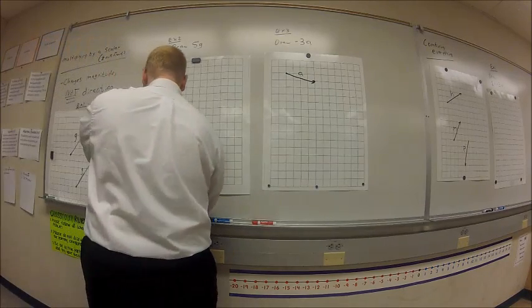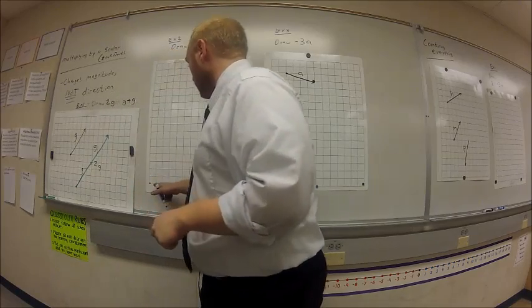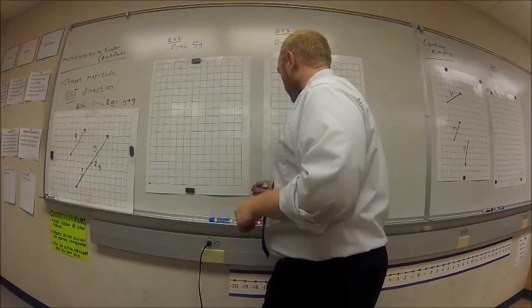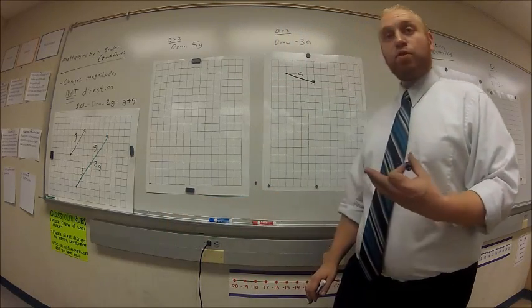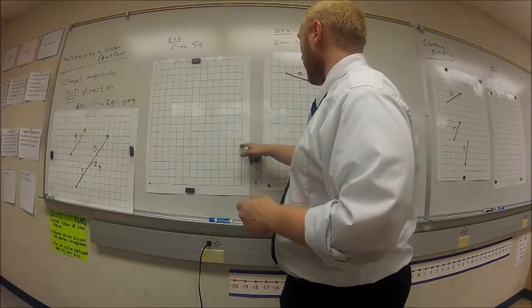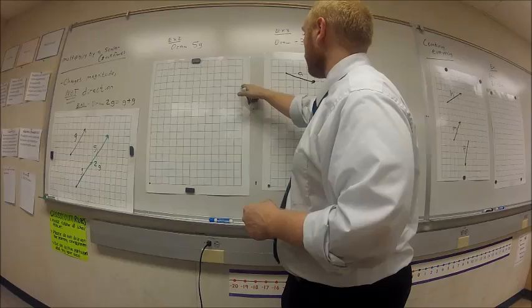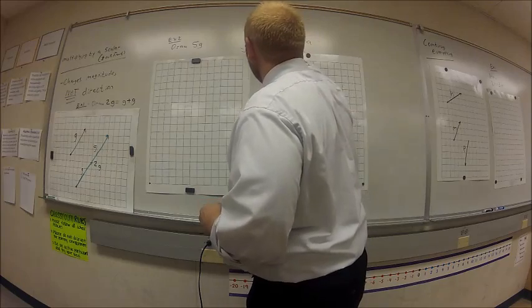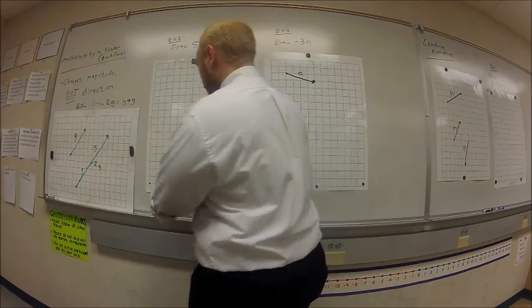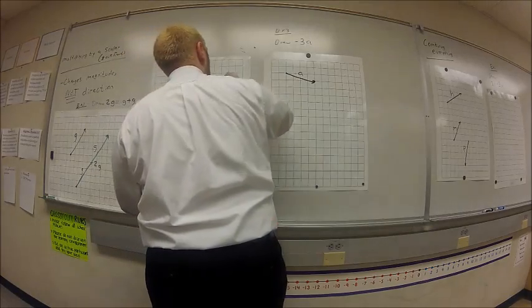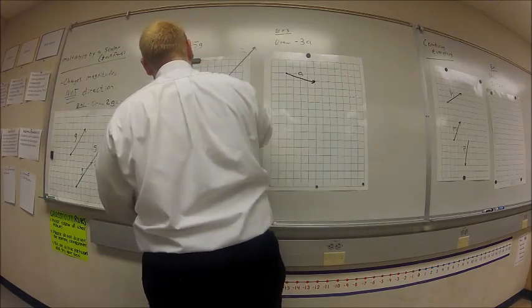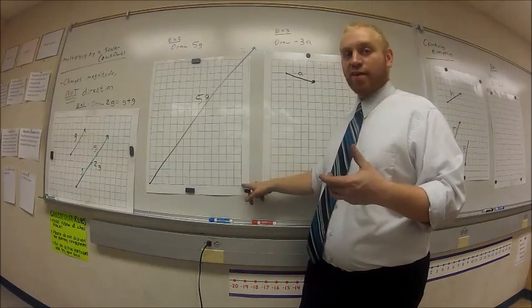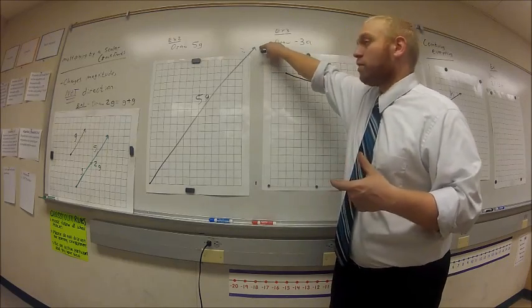Here we go. Starting here. Right 15. 1, 2, 3, 4, 5, 6, 7, 8, 9, 10, 11, 12, 13, 14, 15 right there. And then up 20. Up 1, 2, 3, 4, 5, 6, 7, 8, 9, 10, 11, 12, 13, 14, 15, 16, 17, 18, 19, 20. So let's line that up to there. Connect our dots. That is 5G. Because we drew the amount of G 5 times up in that direction.